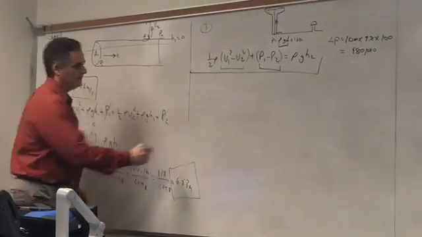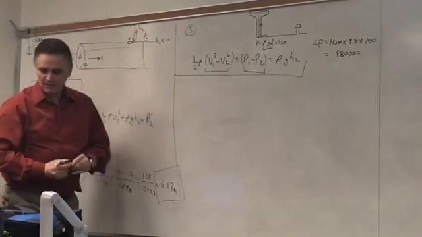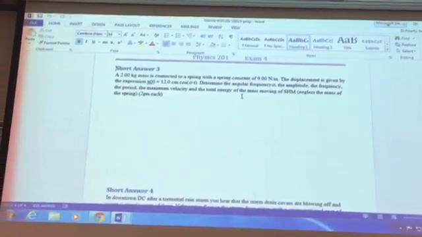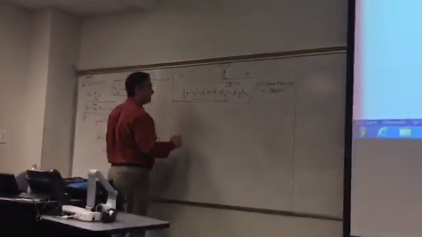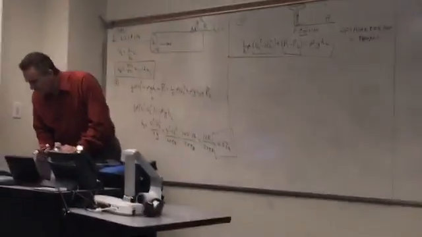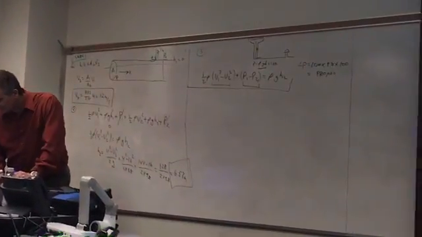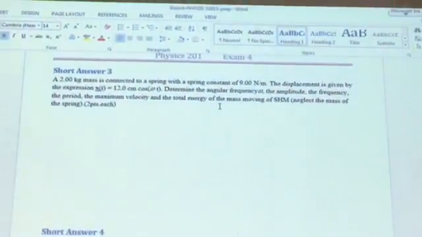Okay? So now we're going to go with 3. It's one of the longer problems. Okay, we have a spring. It's 9 newtons per meter, 2 kilogram mass. Displacement is given by this formula.